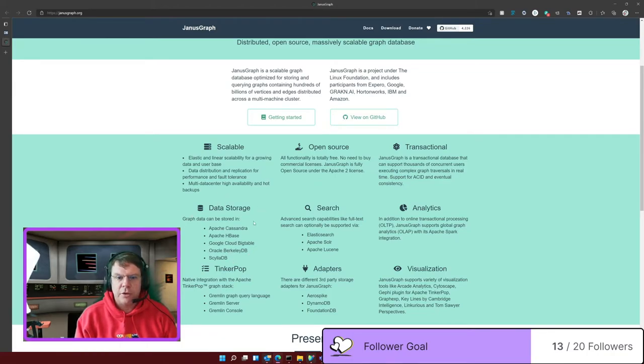Okay, this is interesting. Data storage. So graph data can be stored in Cassandra or HBase or Bigtable or Berkeley DB or Scylla. So what this tells me is JanusGraph is essentially some kind of an engine that provides me a graph interface on top of other databases. I'm immediately not interested. Why not? Because if any of these things natively did a good job with graph-based data, I'd just use them, but they don't. So now I've got to deal with an engine that's going to give me a way of thinking and reasoning and doing stuff with my data as if it were natively graph. But under the covers, it's being written to a store that is either columnar or tabular or document-based, and then translated back and forth.